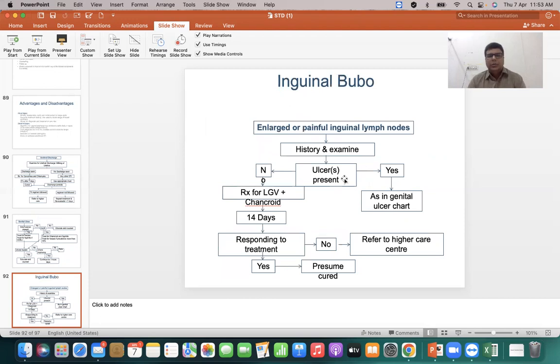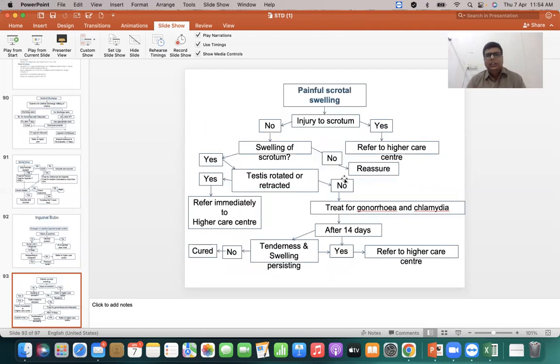For inguinal bubo, if you see an enlarged or painful inguinal bubo, examine and take history. If an ulcer is present, then treat as per the genital ulcer chart. If no ulcer is present, treat as LGV or chancroid for 14 days. If responding to treatment, you can presume cure. If not, then refer to a higher center.